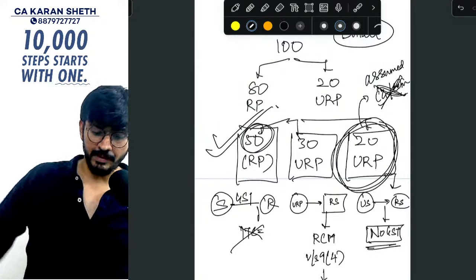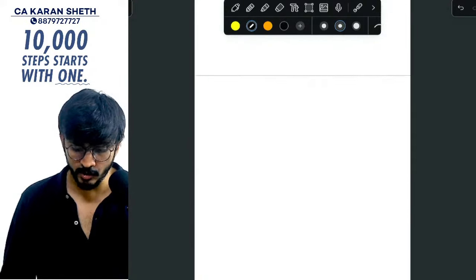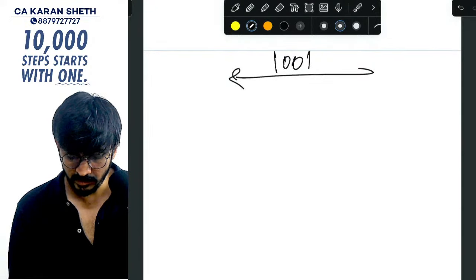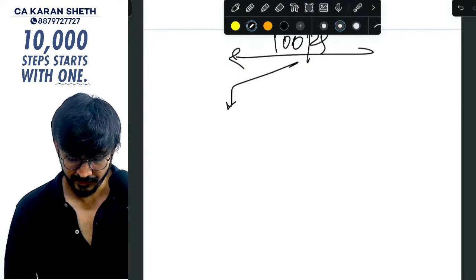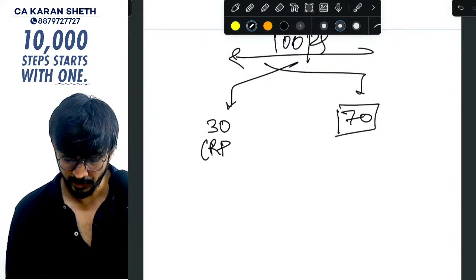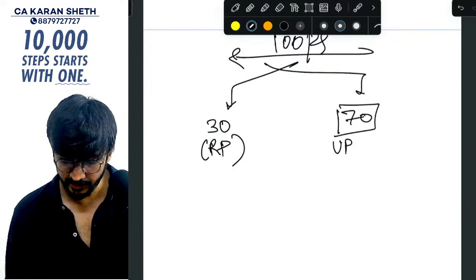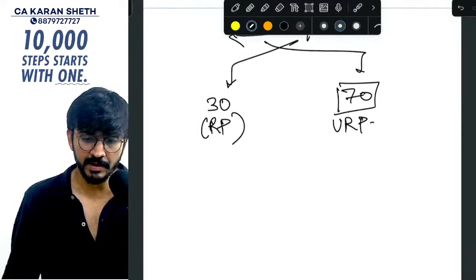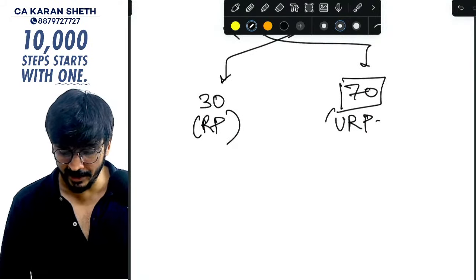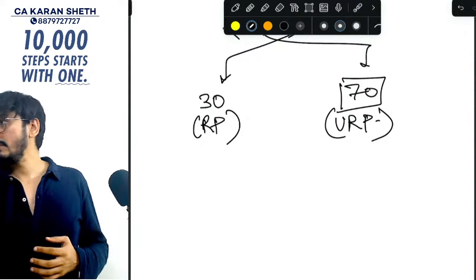Okay, let's say for example, now you only tell me. Purchase is of 100 rupees, right? But 30 is from a registered person, 70 is from an unregistered person. Sorry, tell me, what will happen now? Quickly, we are losing time.